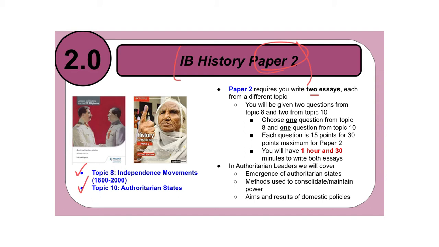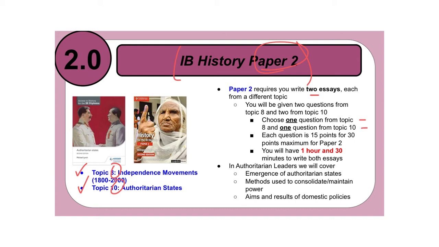So we're going to be talking about the one on authoritarian states. These are the 2 topics, topic 8 and topic 10, that we chose to do. You will choose one question from topic 8 and one question from topic 10 in order to answer. On the IB exam, you will be given a whole series of essay questions from Paper 2, but you will only focus on questions from topic 8 and topic 10.